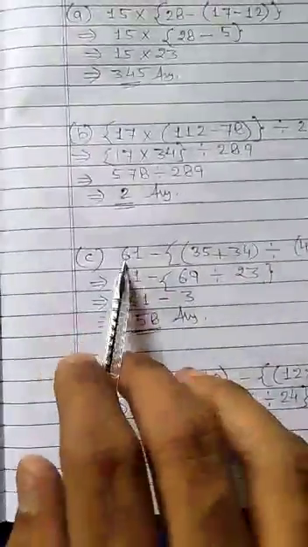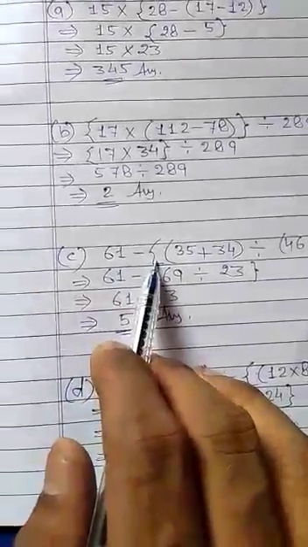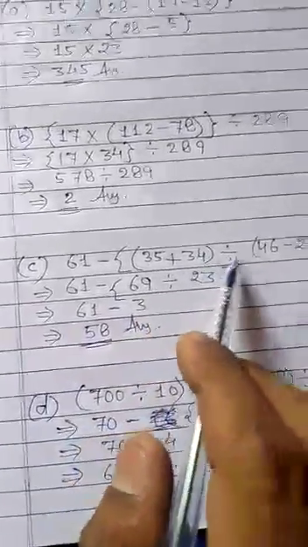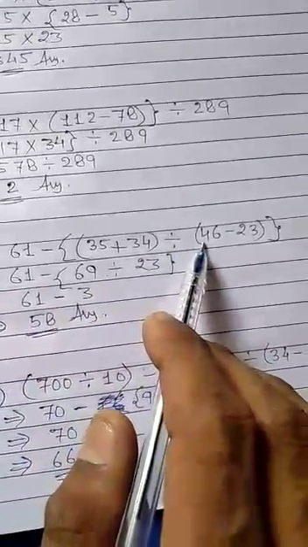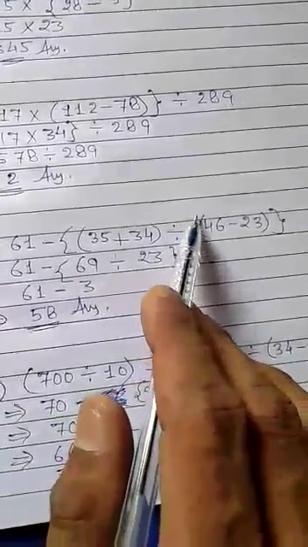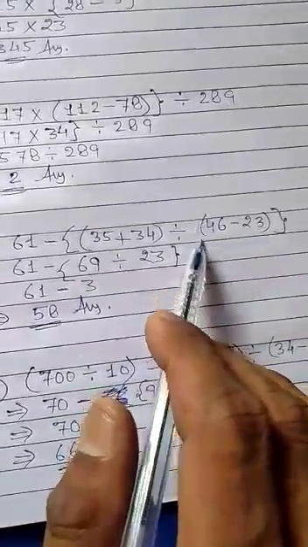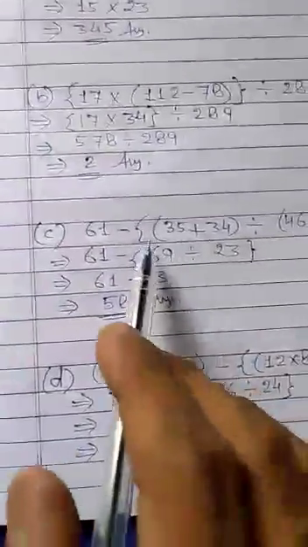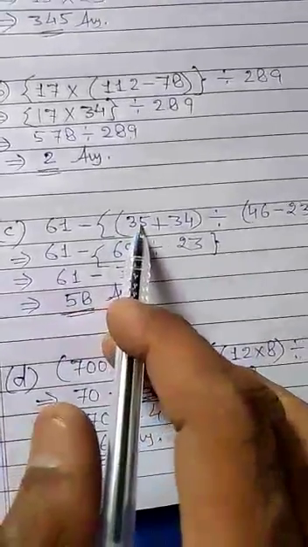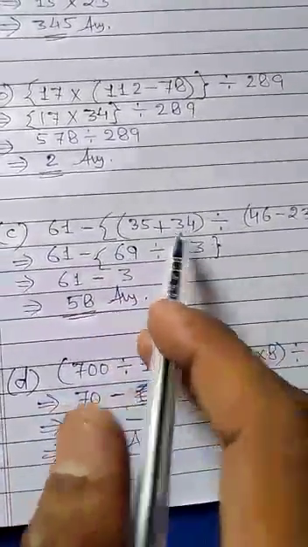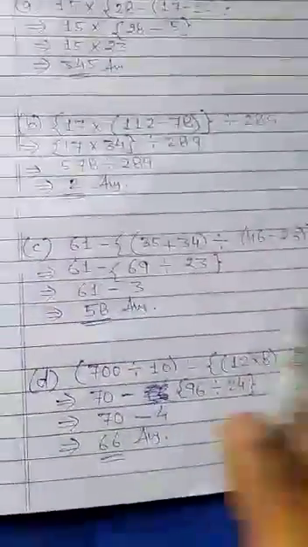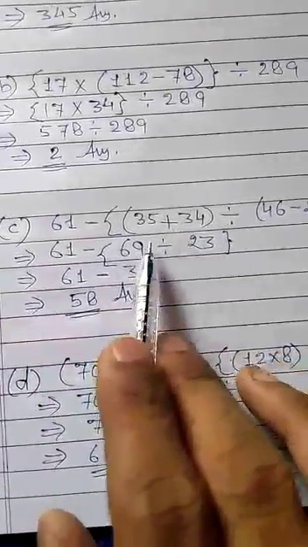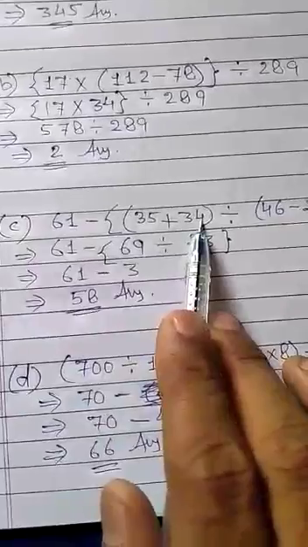Now question number C: 61 minus [(35 plus 34) divided by (46 minus 23)]. So here also two brackets are given, small and middle, first and second bracket. So we will solve the first bracket first. The first bracket is 35 plus 34, so it will be 69.